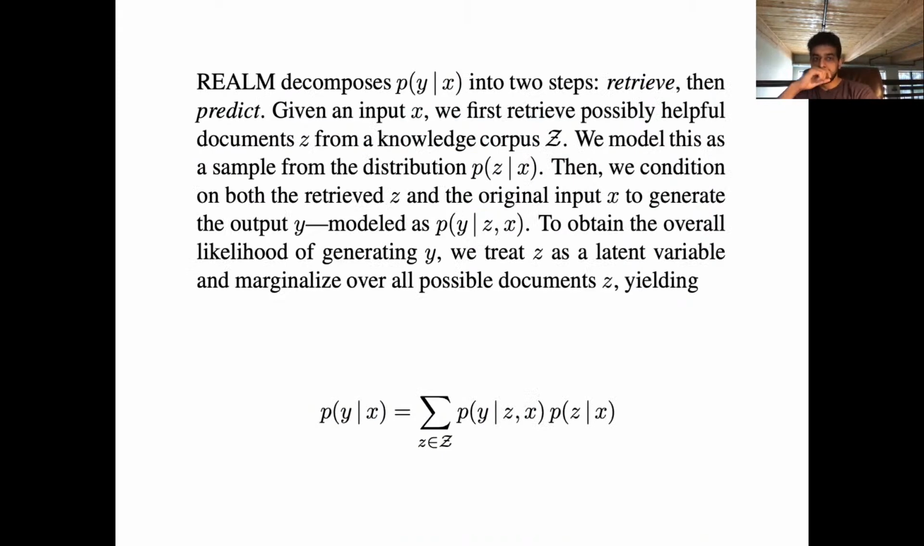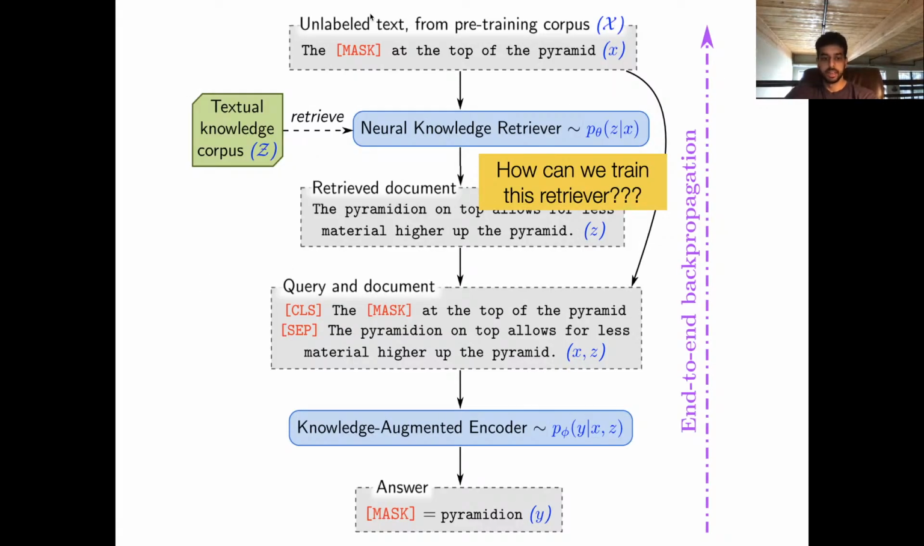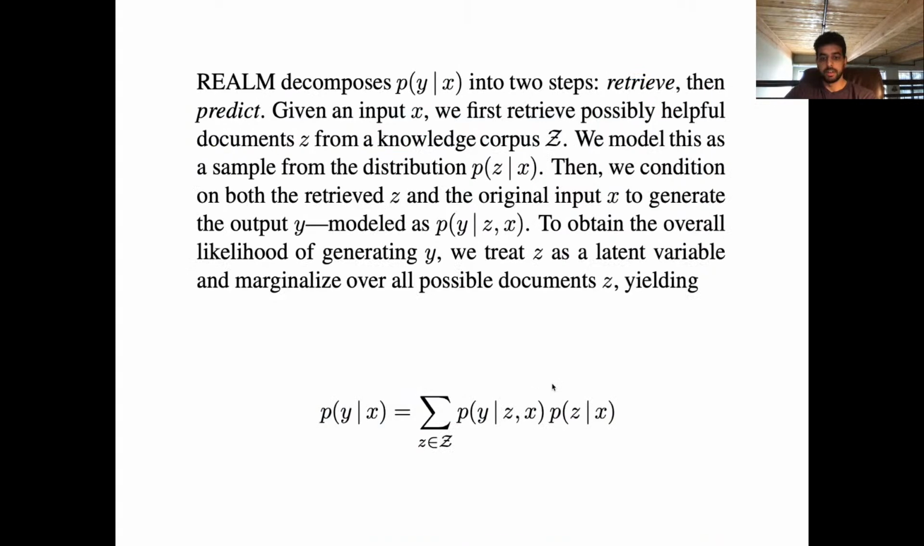Okay, so let's look at this in a little more detail. One thing that I like about this paper is that it's very clearly written. And so in this equation, basically the variables are: y is the word that we're trying to predict for the mask token, so in this case, it would be this pyramidion being the mask token. X, again, is the original input, and Z is some retrieved document or documents.